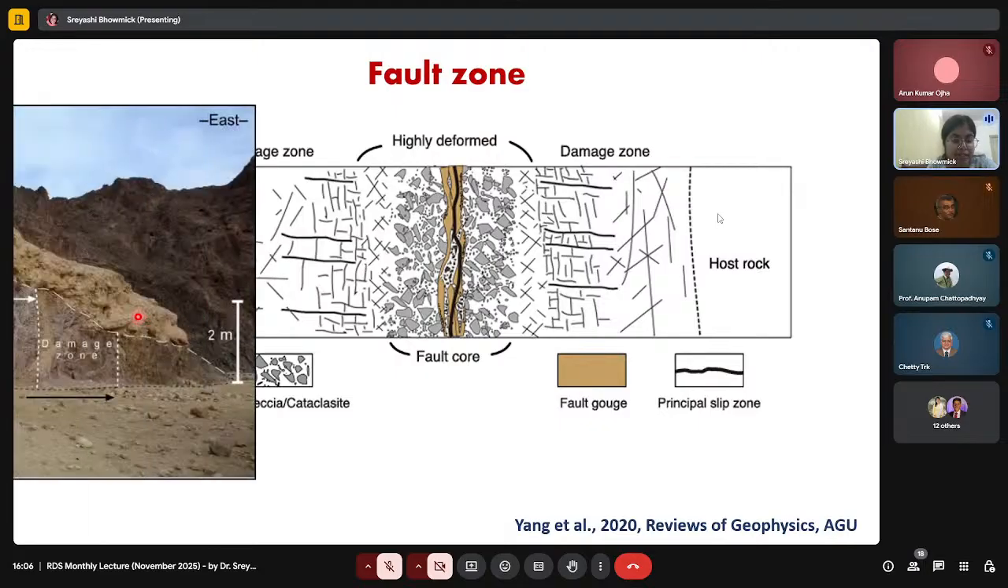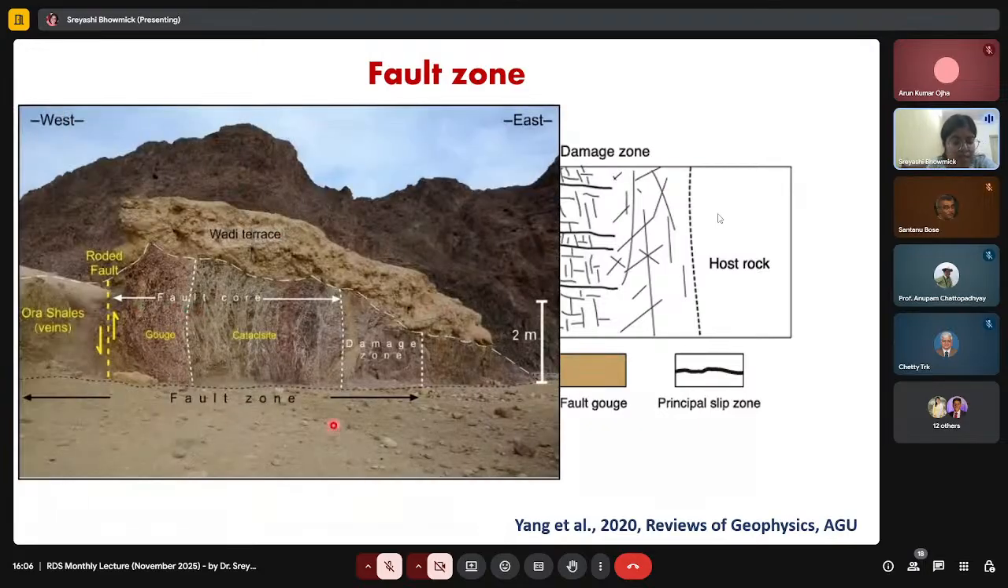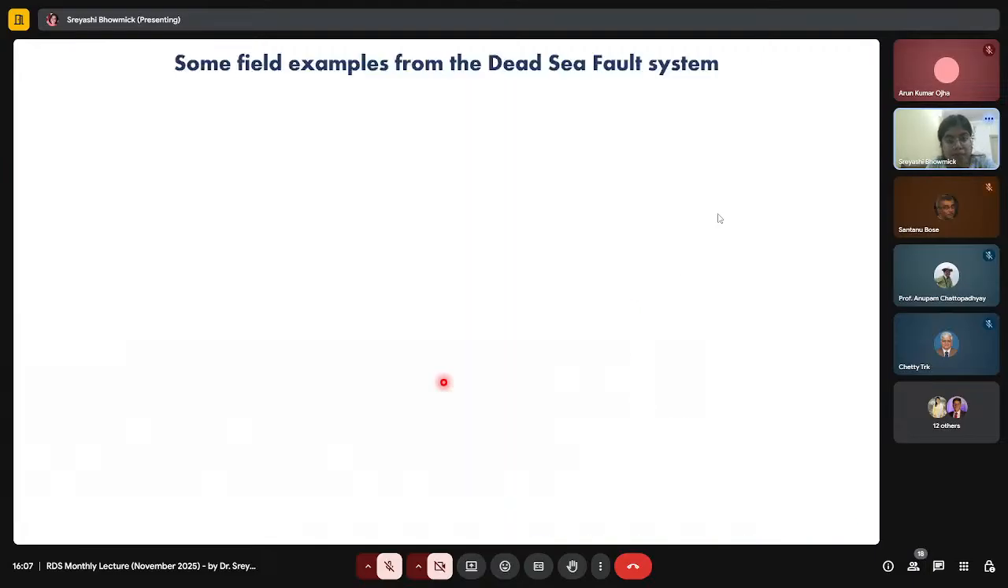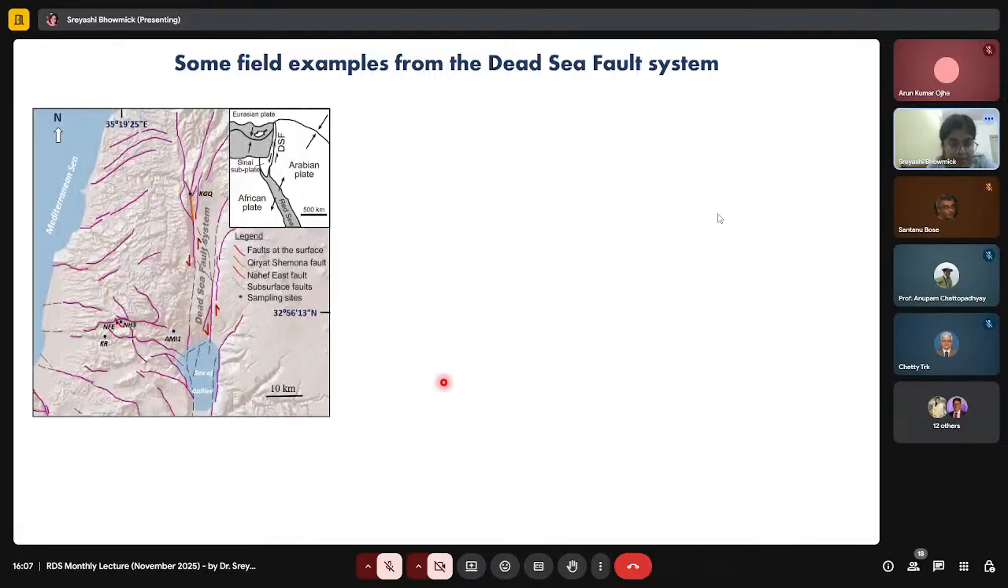Now, if we look at a field example, this is from the southern part of the Dead Sea Fault, and this is called the Roded Fault. And here you can see the fault gouge, then we have the cataclasites. So this defines the core, and then we have the damage zone, which is intensely fractured. Now, I will show some field examples from the Dead Sea fault system.